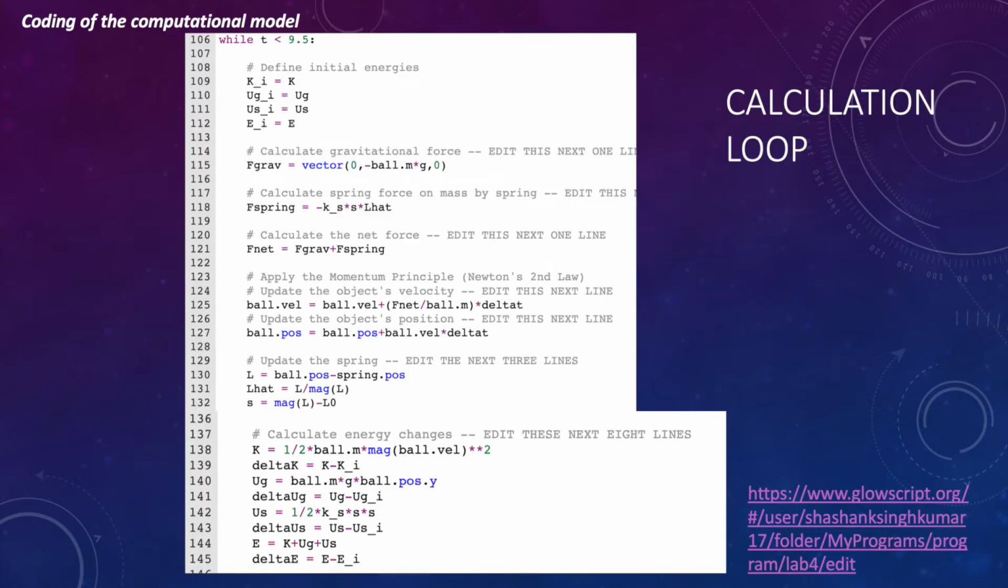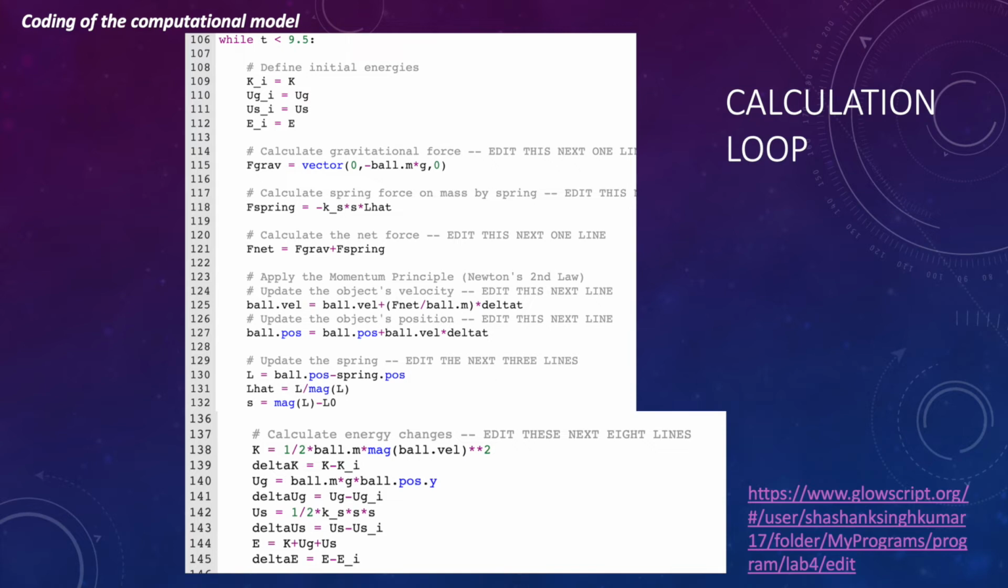The calculation loop for the coding of the computational model. The energies calculated in the previous section have now been set as the initial energies in lines 109 to 112. F grav has been set as the vector 0, minus mass of the ball times g, 0. F spring has been set as minus spring constant times s times L hat. F net is equal to F grav plus F spring.